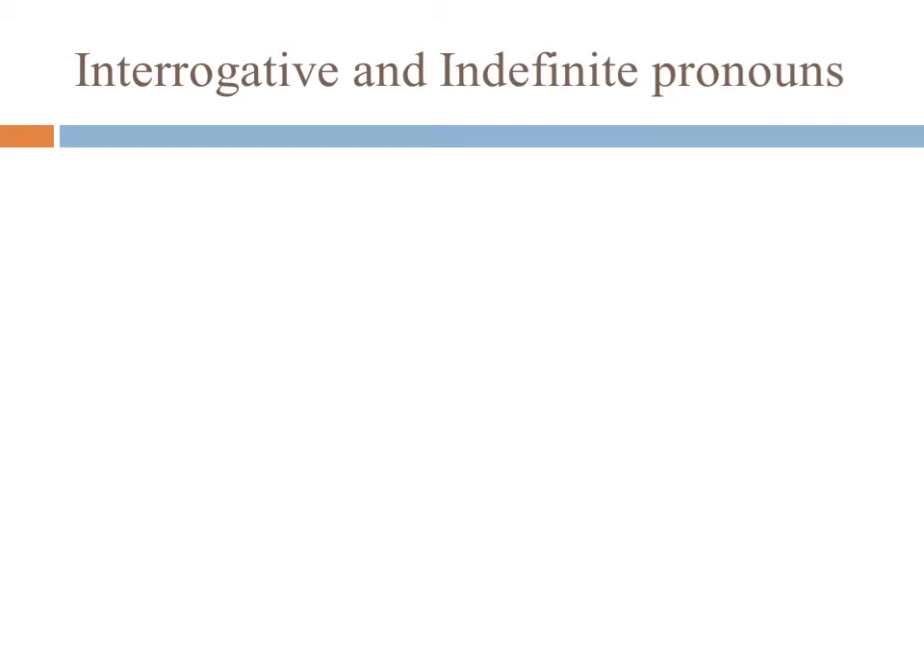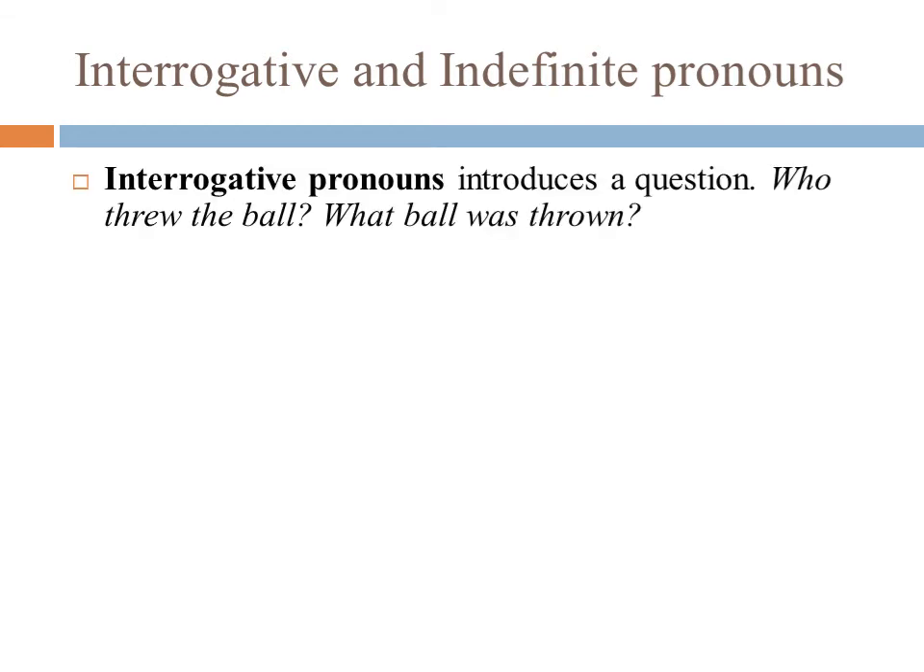Interrogative and indefinite pronouns. These are really easy once you know a couple things about them. The interrogative pronoun, and I'll tell you what these are. An interrogative pronoun is a pronoun that introduces a question. So if you have an interrogative pronoun, you have a question mark at the end. Who threw the ball? What ball was thrown? Who and what are interrogative pronouns.